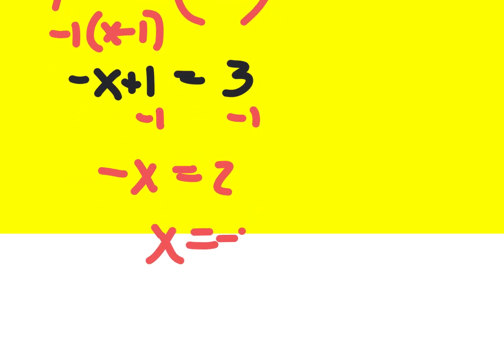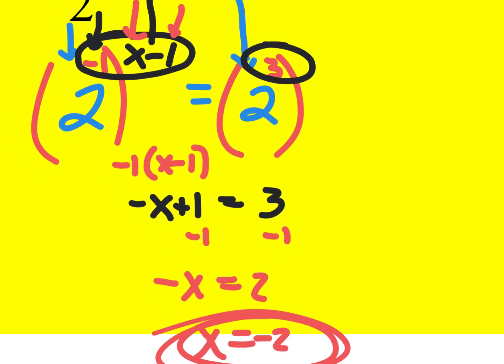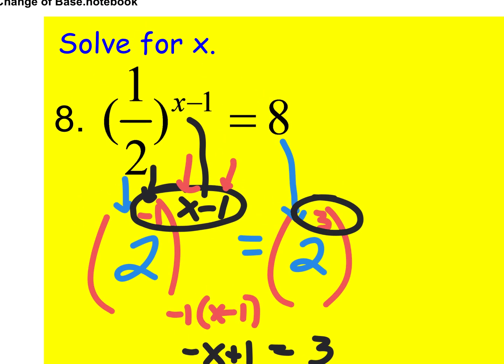X equals negative 2. Who had negative 2 before I said it? Not many, and that was hard. I said if we could all get this one right, then you were totally ready. Well, I get this was hard. Let's do one more like that.